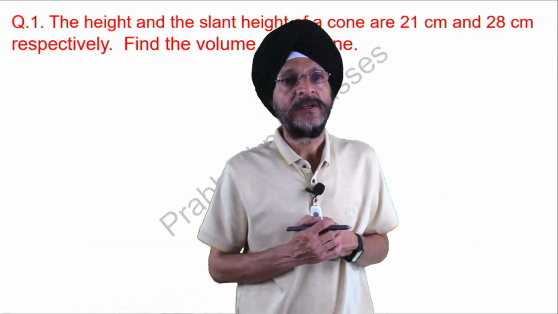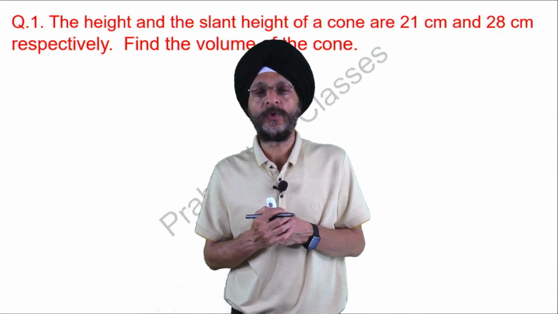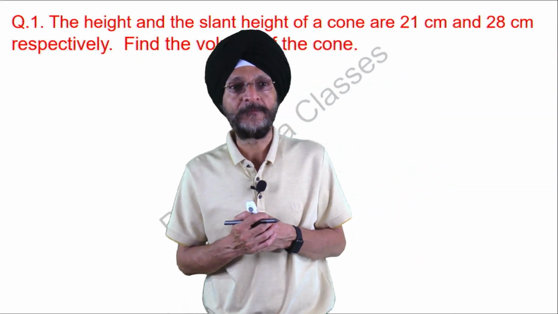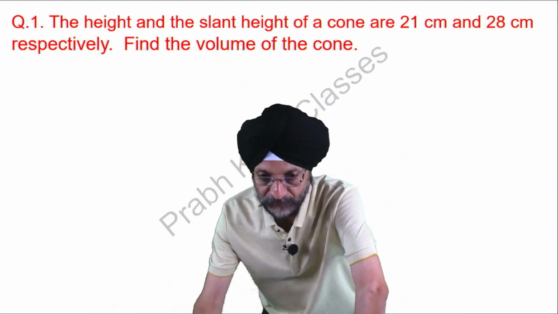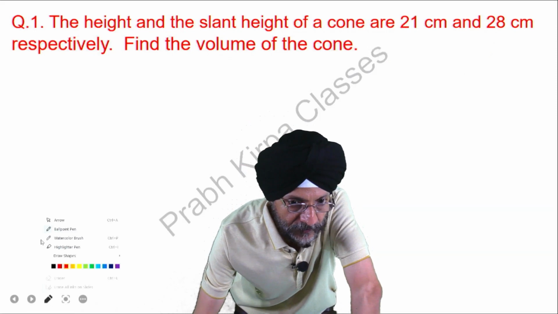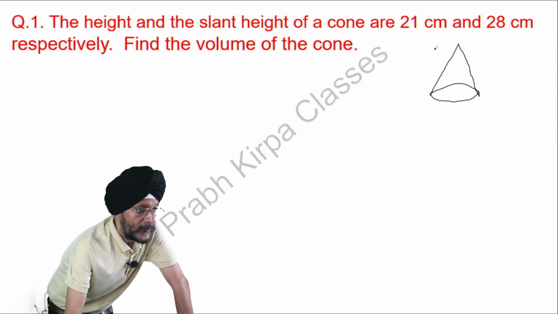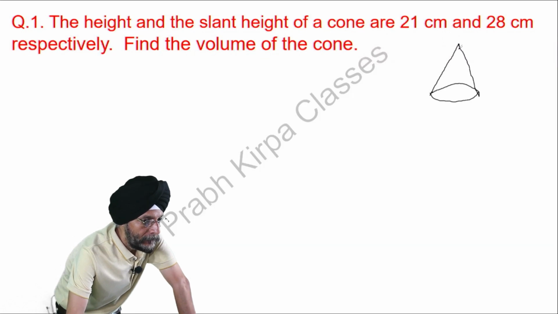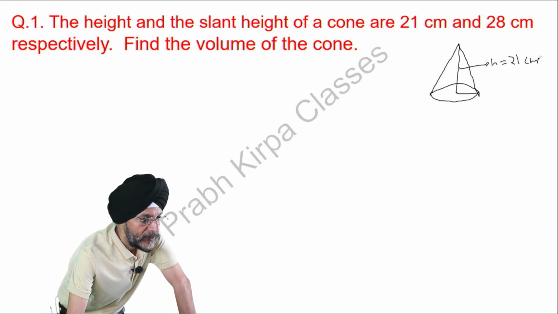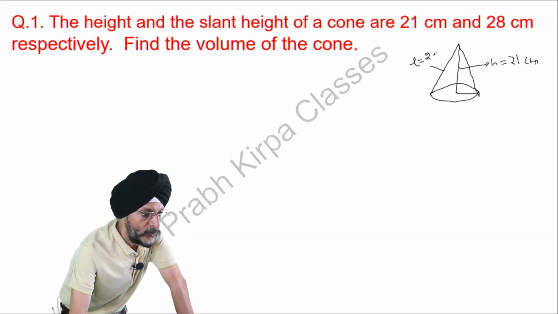Now the question before us is, the height and the slant height of a cone are 21 centimeter and 28 centimeter respectively. We have been asked to find out the volume of the cone. Now this is the cone before us. And what has been given to us? Height. This is the height, and height is 21 centimeter. And the another item which has been given is slant height. This is the slant height, this one. Slant height is represented by letter L. This is 28 centimeter.